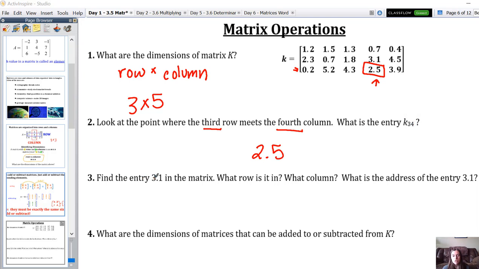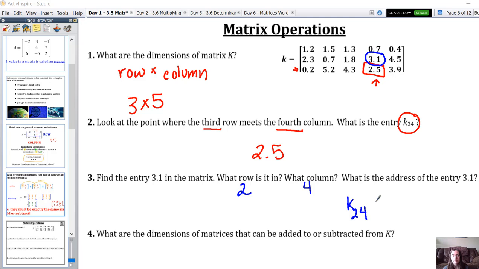Number 3 says find entry 3.1 in the matrix. What row is it in, what column, and then what is the address? This was the address for number 2, so we're going to write something very similar to this in number 3. So let's find 3.1. Here's 3.1. It is in the second row, and the fourth column. So its address is K, because it's matrix K, 2, 4.